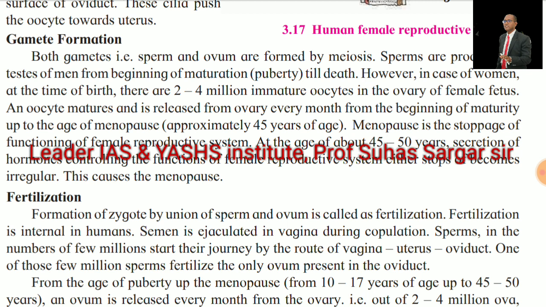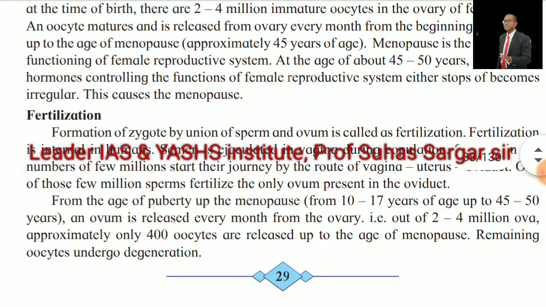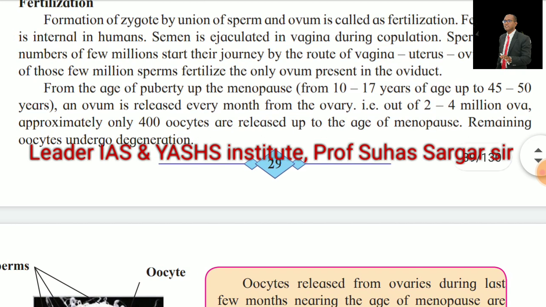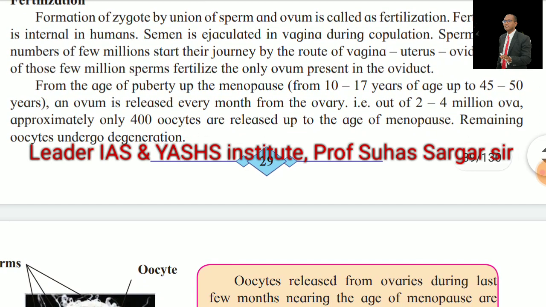Fertilization. Formation of the zygote by union of the sperm and ovum is called fertilization. Fertilization is internal in humans. Semen is ejaculated in the vagina during copulation. Of those few million sperm, only one fertilizes the ovum present in the oviduct.